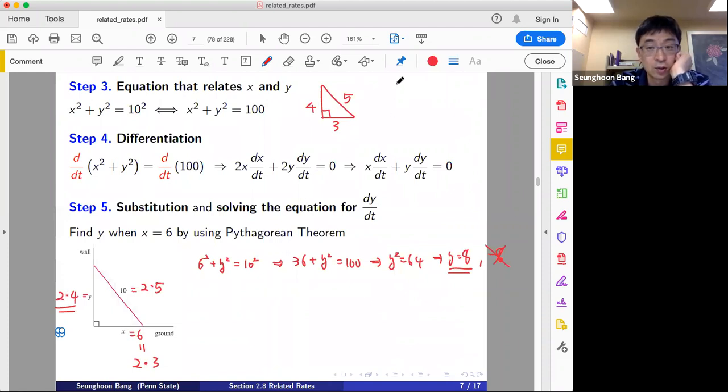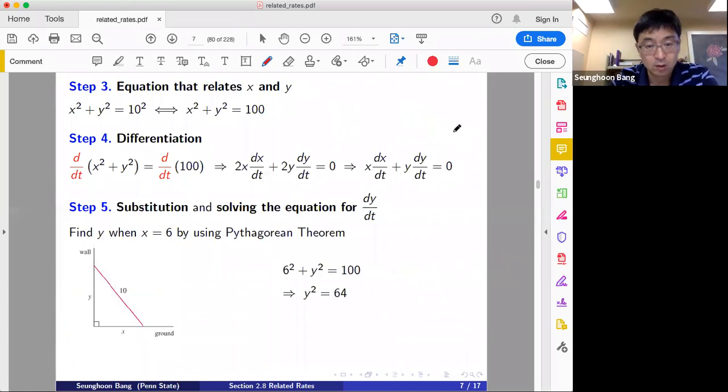Do you know another special ratio? What's the hypotenuse? 5, 12, 13. This is another special ratio, along with 3, 4, 5. These special ratios are very useful. Anyway, you can use the Pythagorean theorem.